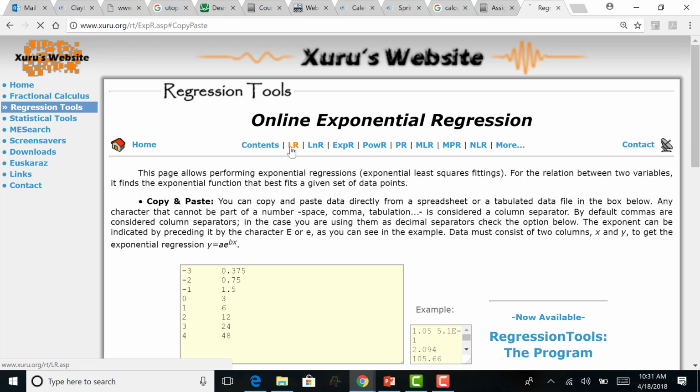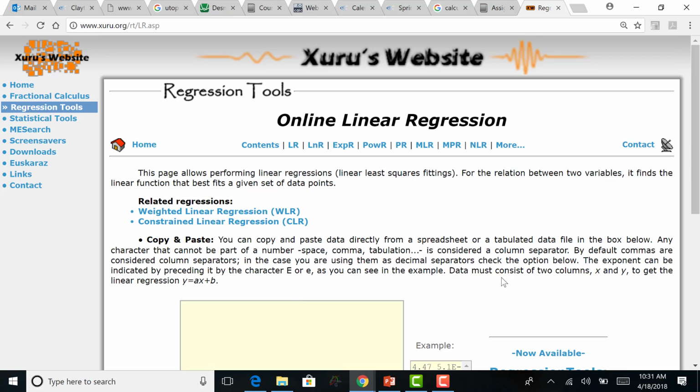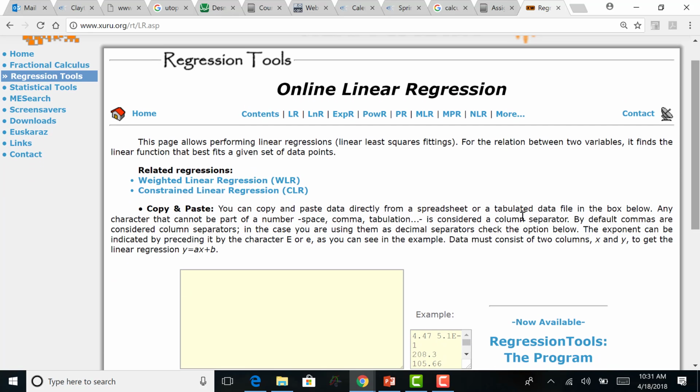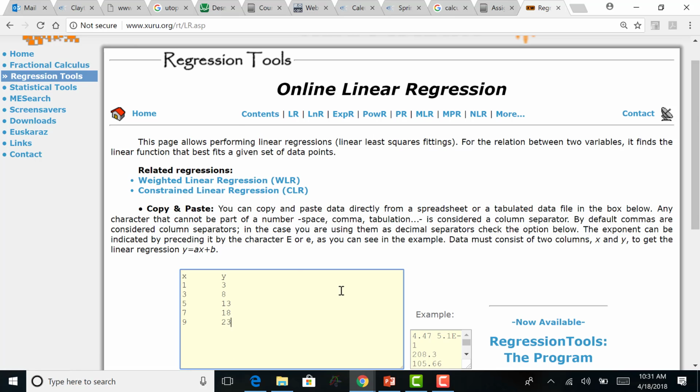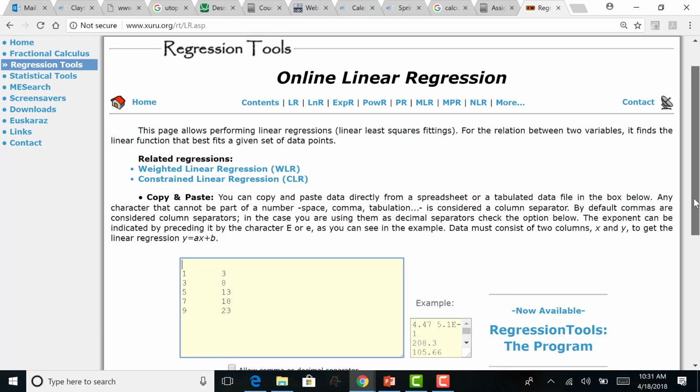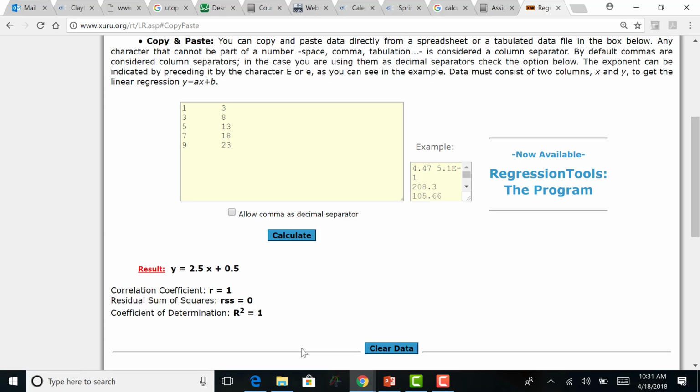So your first thing is go create a linear equation. I'm going to paste my data into the linear one. You had to go back and click on LR for linear. Paste your data, and you're going to get an equation. Here is my equation, y equals 2.5x. I'm just going to write this down so I can keep it for later.